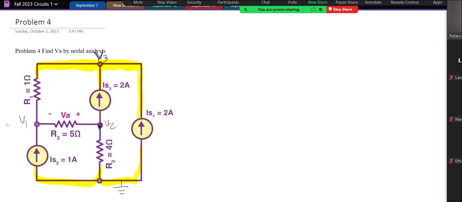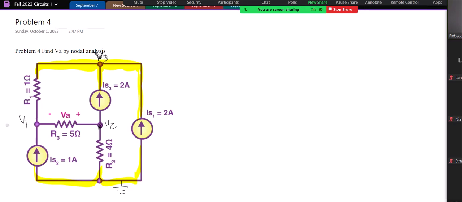Okay, so now I'm going to write my node equations, and I'll start with V1. I write all of my currents as coming out from the node. If there's a resistor, I will do beginning voltage minus ending voltage over resistance. If there's a current source, it'll be negative if it's coming in, and positive if it's going out. I add all those currents together to get 0, and that's my equation for that node.